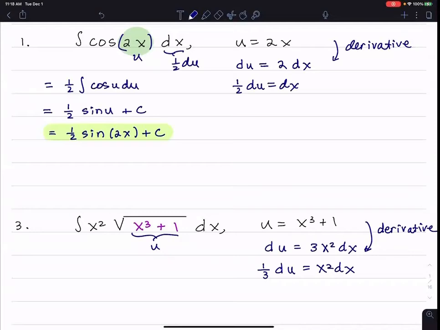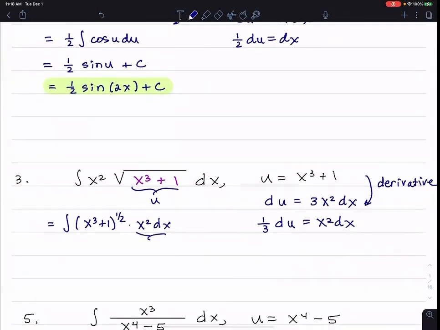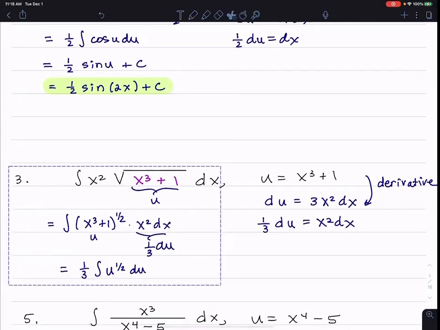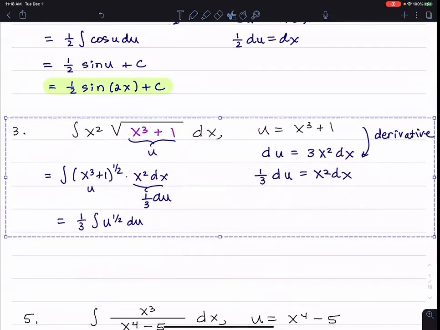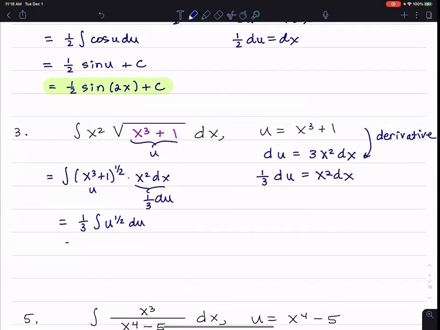Okay. So now this next step is sort of optional, but I'm going to reorganize things to hopefully make it more clear what's going on. I'm going to put the x squared right next to the dx. And so x squared dx is equal to 1/3 du. And then this x to the 3rd plus 1 is equal to u. So this all becomes, let's bring the 1/3 all the way to the front, 1/3 integral u to the 1/2 du. Okay, then I use the power rule.